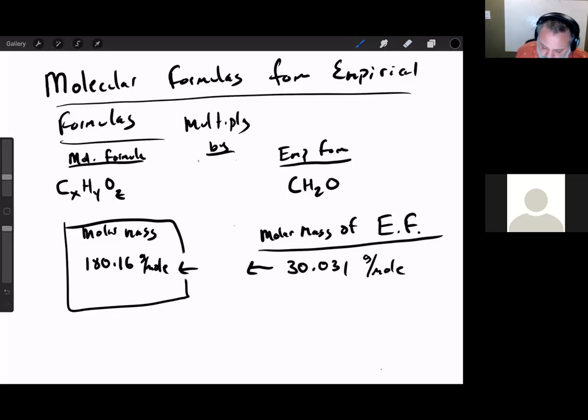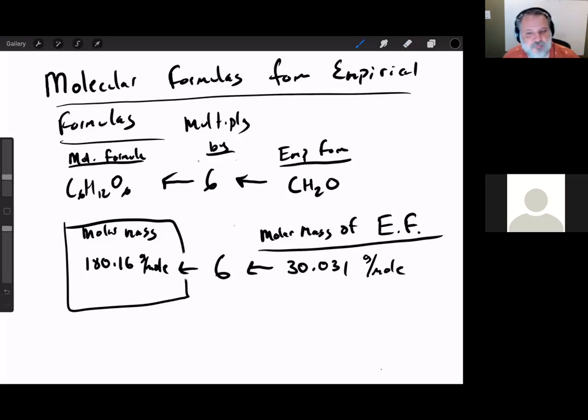Well, what do I have to multiply 30.031 by to get the given molar mass? Well, I have to multiply it by 6. Then if I had to multiply that by 6, then I have to multiply the empirical formula by 6 in order to get the molecular formula, C6H12O6.